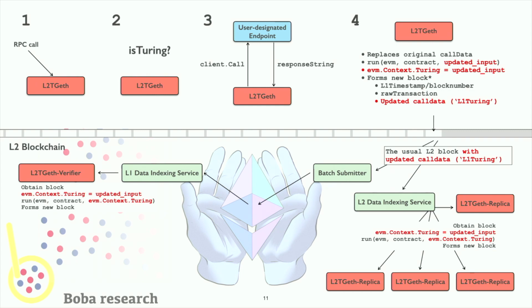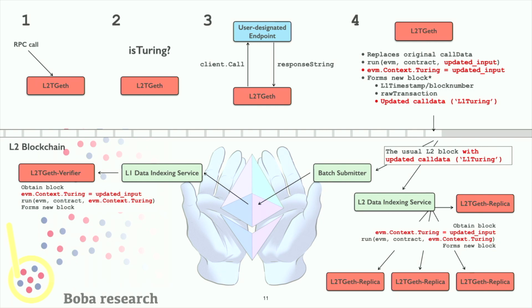So here's a diagram that outlines how that works. Step 1, L2 Geth would intercept the RPC. You would make an RPC call to the Geth, and our Geth would be like, okay, this is a Turing call. It calls the endpoint that you have specified, waits for the response to come back. If the response doesn't come back, it's going to time out. We've set the timeout currently at 1200 milliseconds.